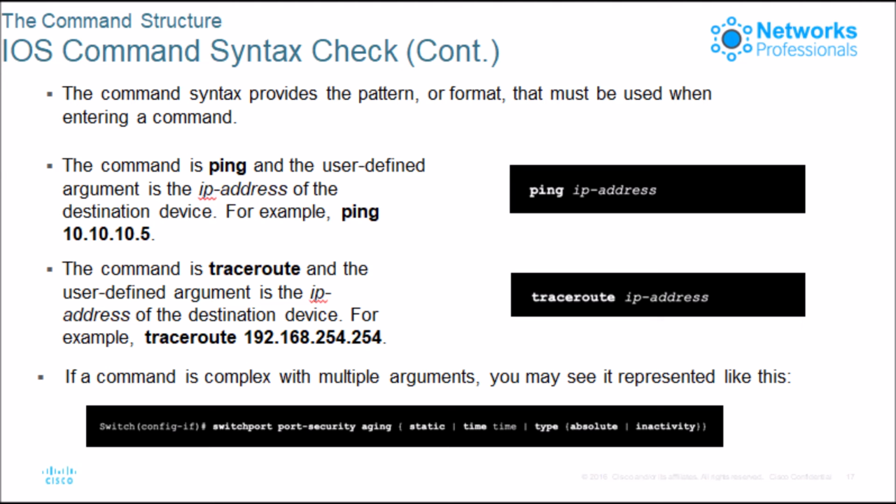If a command is complex and has multiple arguments, you might see it represented like this, as shown in the figure. The command is typically followed by a detailed description of the command and each argument. The Cisco IOS Command Reference is the ultimate source of information for a particular IOS command.